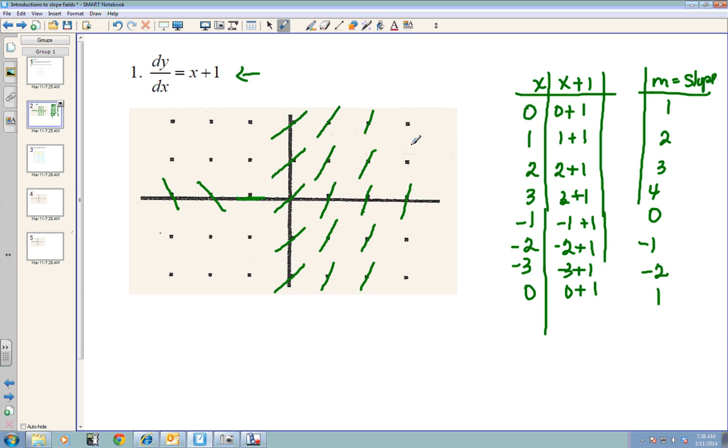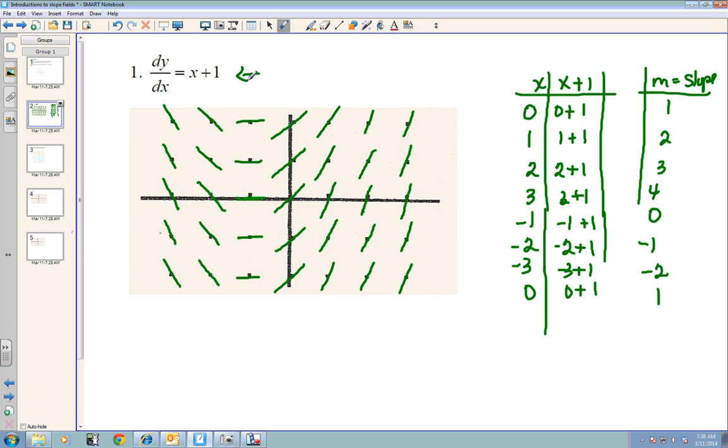Same thing here. Okay, and then if this is the point negative 1, 1, do you see that all of these vertically will have a slope of 0? These will all have a slope of negative 1. So again, I'm just trying to make these look the same. And these would all have a slope of negative 2. So this is the slope field for this differential equation.